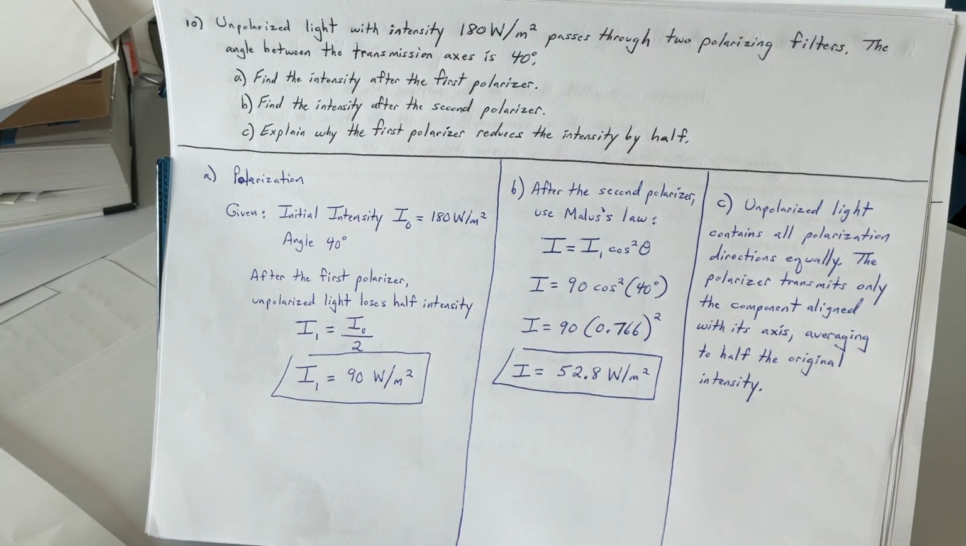All right, so number 10. We have unpolarized light with intensity 180 W per meter squared passes through two polarizing filters. The angle between the transmission axes is 40 degrees. For part A, find the intensity after the first polarizer.